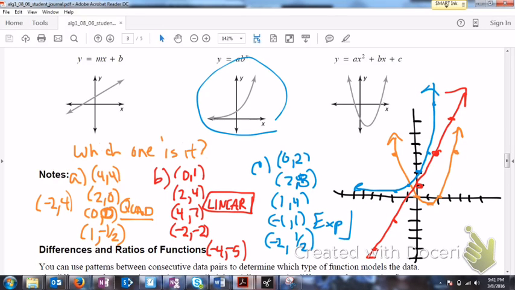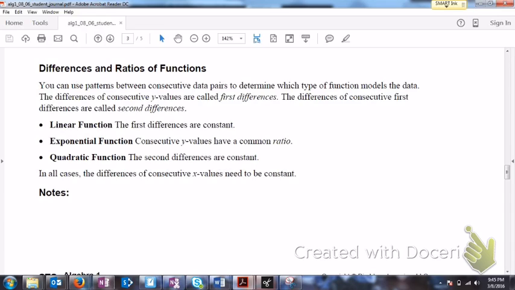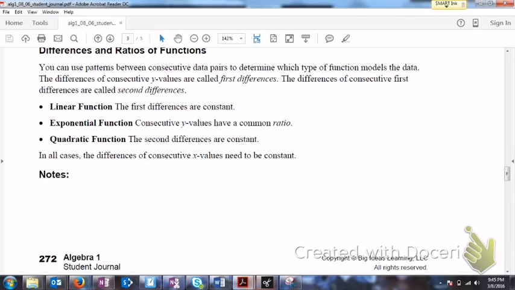So the first way we'll learn how to figure out which one it is is just by graphing. And we've graphed all these in the past. We can tell what they are. Second way, if we look down the page, is looking at the differences and ratios of functions. Basically, we have linear functions, for which the first differences are constant, something we've done before. Keyword there is first difference. Exponential functions have a common ratio, so that means we multiply. On the first one, we add or subtract. And for a quadratic, we're actually going to look at the second differences.